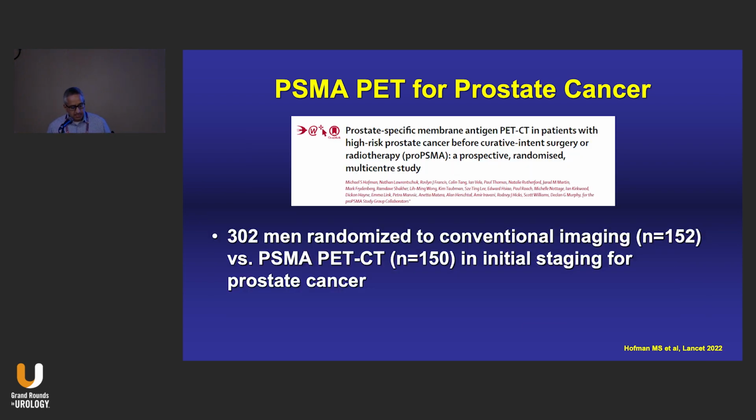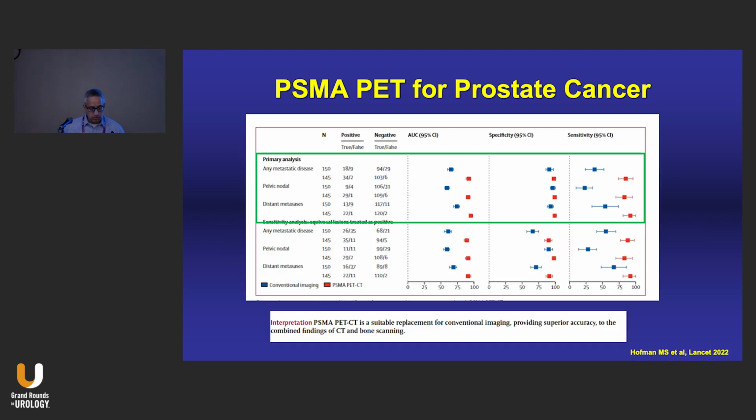What is some of the data underlying this? This is a really nice paper from Hofman and colleagues in Lancet, published in 2022. 302 men randomized to conventional imaging versus PSMA PET-CT prior to therapy. So these are patients that were going to either undergo radiation therapy or surgery. And what you can see when you look at the performance characteristics is the red is PSMA PET, the blue is conventional imaging. And when you look at identifying disease that is in the lymph nodes or metastasis, PSMA PET was superior across all groups. More superior accuracy, slightly higher specificity, and significantly higher sensitivity.